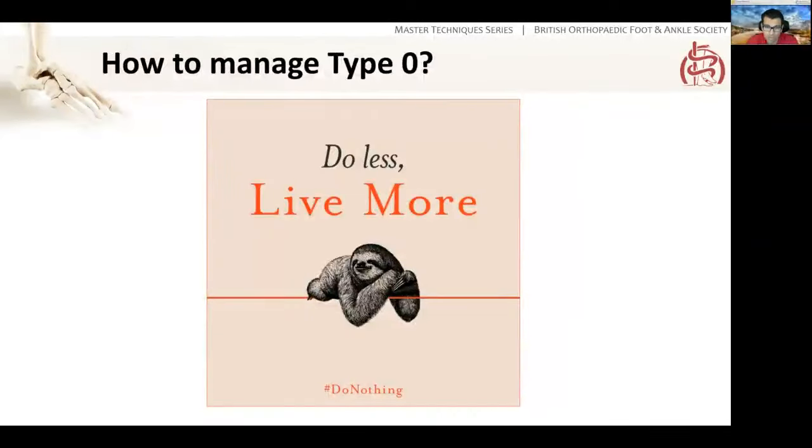What about a type 0? Well, a type 0 has no deformity, so you don't really have to do anything. You can finish the operation there.